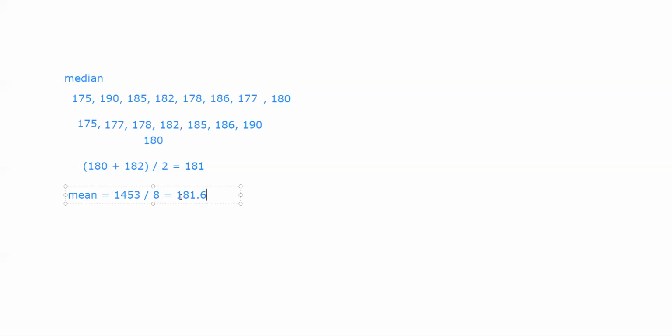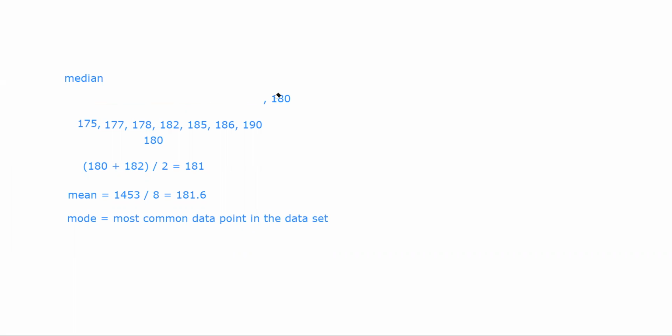So the third quantity that we are going to discuss about statistics is mode. So mode is equal to the most common data point in the data set. What does that mean? So if we change one of these numbers, the whole thing is erased.